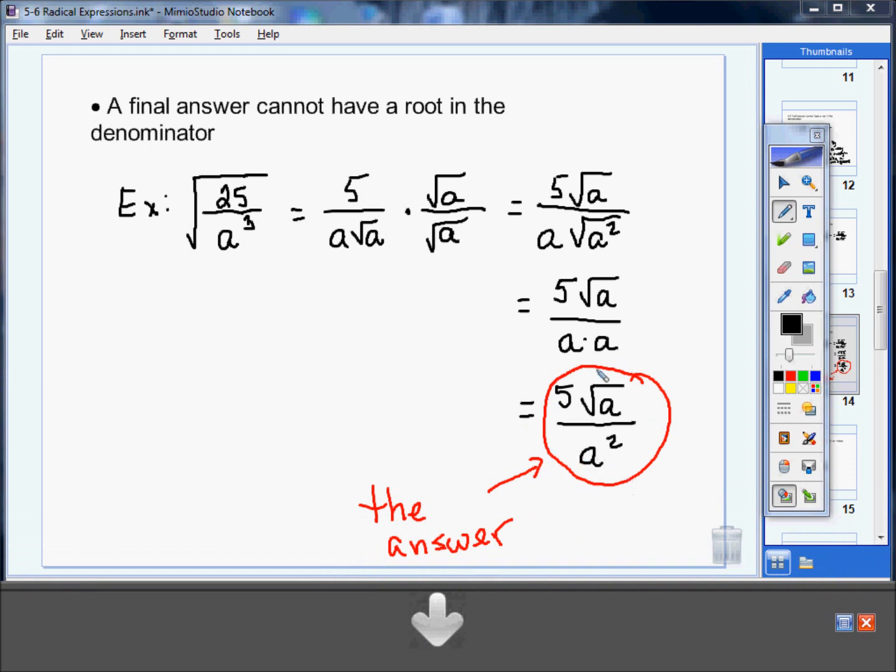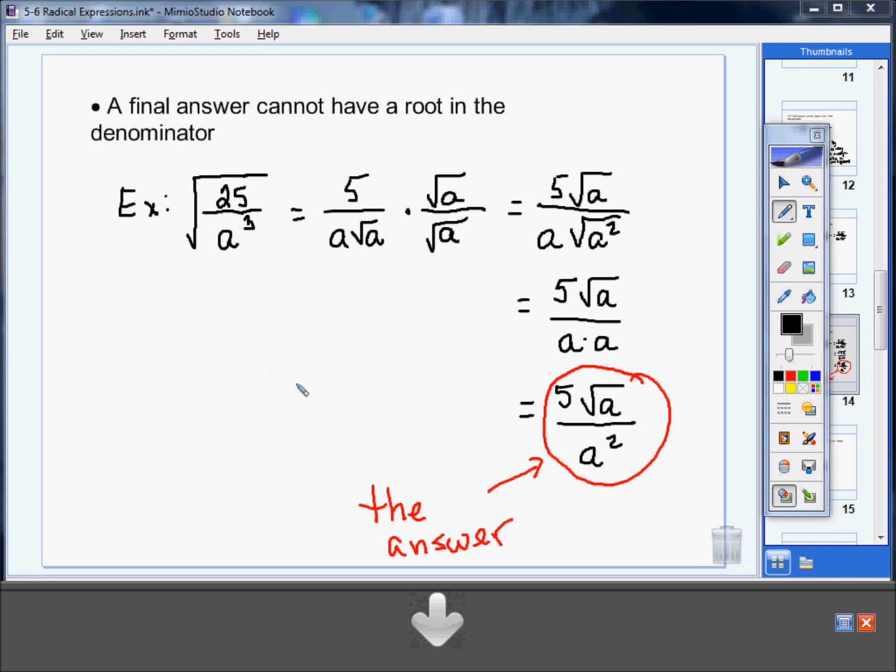Grace, we cannot have a radical in the denominator. So that's why we have to do something else to make it disappear. Yes, ma'am. I got it. Okay? So we have now 5 times the square root of a over a squared. And believe it or not, Grace Simmons, this is actually simpler than this, even though it might not look like it to your eyes. This is what we call simplified, and this is not.